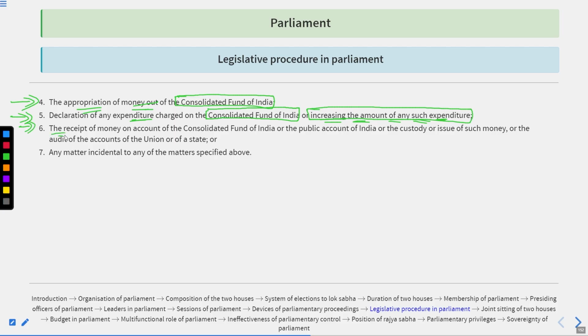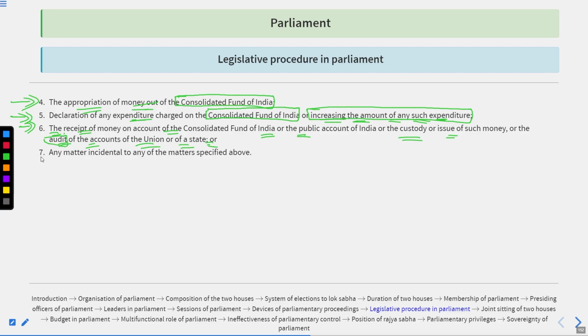Thereafter, the receipt of money on account of the Consolidated Fund of India or the public account of India, or the custody or issue of such money, or the audit of the accounts of the union or a state. Okay. It means that if any money comes into the Consolidated Fund of India or the public account of India, if the government wants to hold any of this amount, or wants to issue any of such money, or whatsoever, the expenditure and the revenue part of the union or state in the audit account reports.